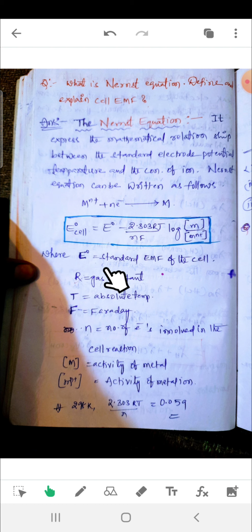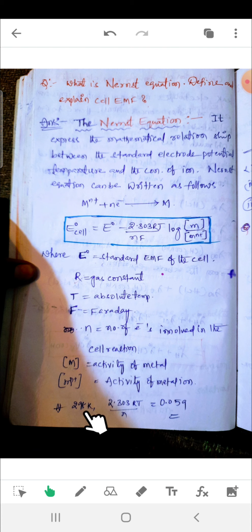Here the terms are: E naught equals the standard electromotive force of the cell, R equals the gas constant, T equals the absolute temperature, F equals the Faraday, n equals the number of electrons involved in the cell reaction. The concentration of M is the activity of the metal, and the concentration of M^n+ is the activity of the metal ion. This is the concentration of products and this is the concentration of reactants.